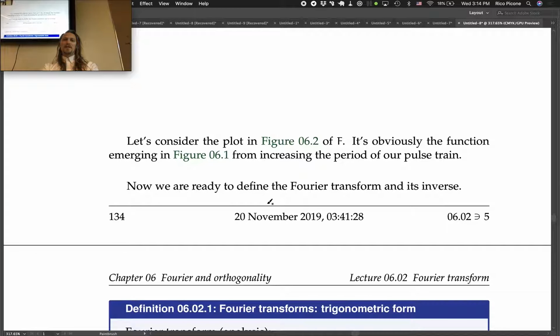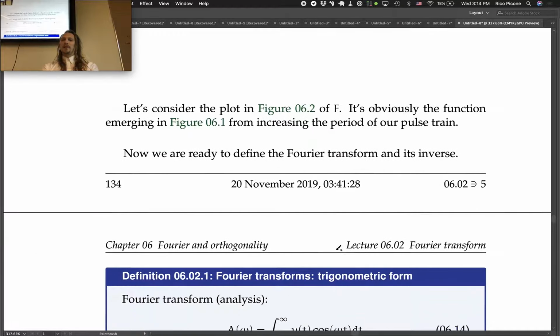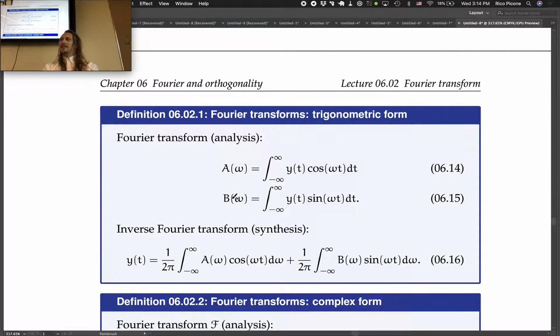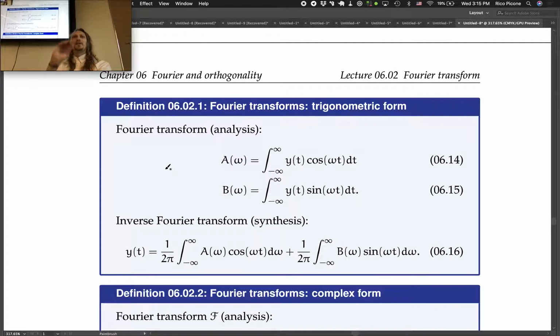So it's the function that's emerging from increasing the period. Now we're ready to define the Fourier transform and its inverse. So this is how you would actually find out what that function is that's emerging. It's the Fourier transform. And if you want to do Fourier analysis on an aperiodic function, y of t, you can find a of omega and b of omega by doing a very similar integral.